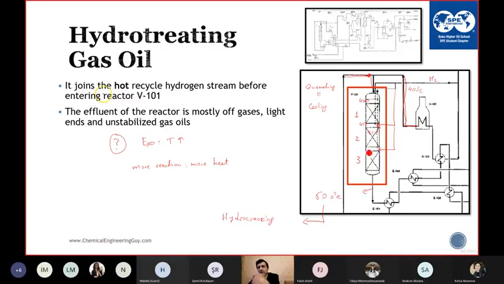And again, we have the increasing temperature at the outlet of the second bed. Again, we add the hydrogen quench, and then it leaves the reactor with higher temperature. So hydrogen quenching is essential to control the temperature.